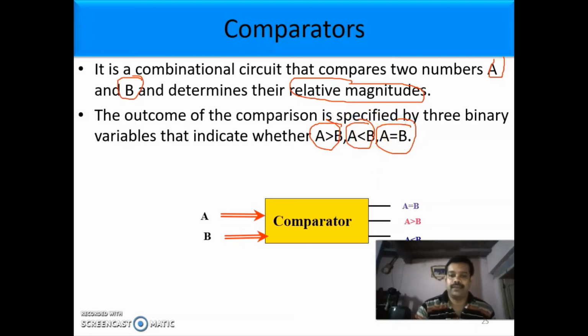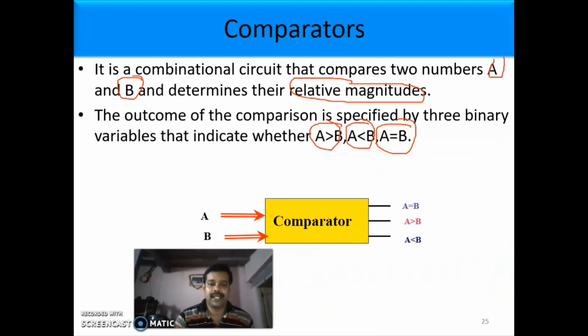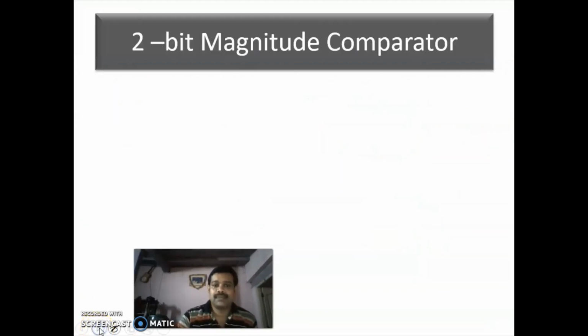I already told you that in comparison you will be getting three results. One is A equal to B, A greater than B, A less than B or B greater than A. So whatever may be the comparison, these three will be the result. For comparison, minimum you need two things, or two variables, or two identities. So this is a magnitude comparator.